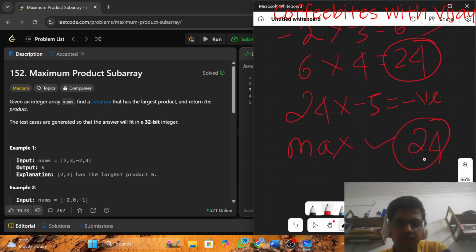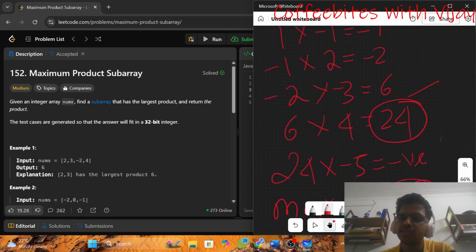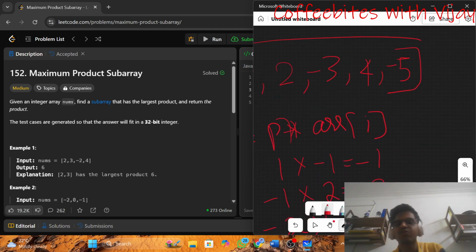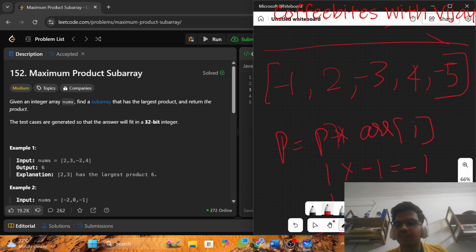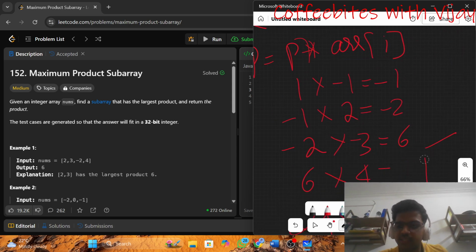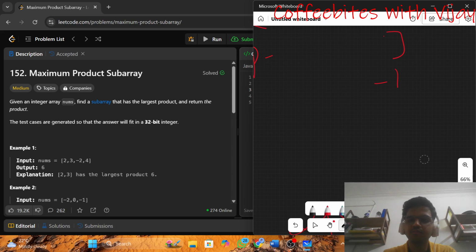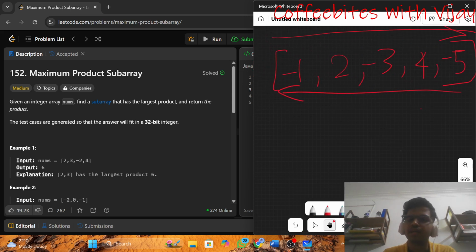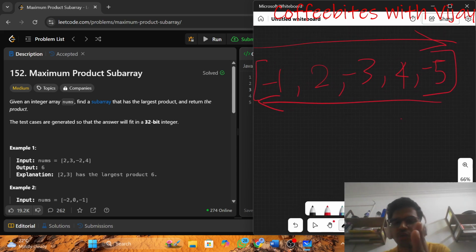Guys, if you think that yeah, this is the correct approach, you are wrong, guys. This is a wrong solution. What if, instead of traversing in this direction, I traverse in this direction? What would happen? Let's go and check this, guys. I'll quickly erase this. So instead of traversing from left to right, if I traverse from right to left, what would it be?